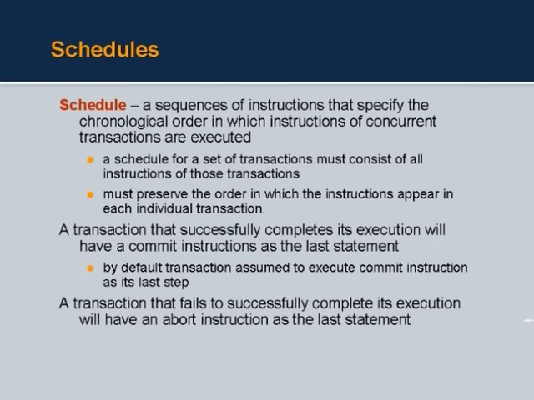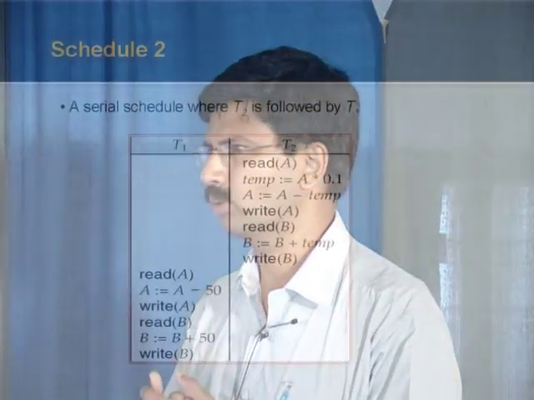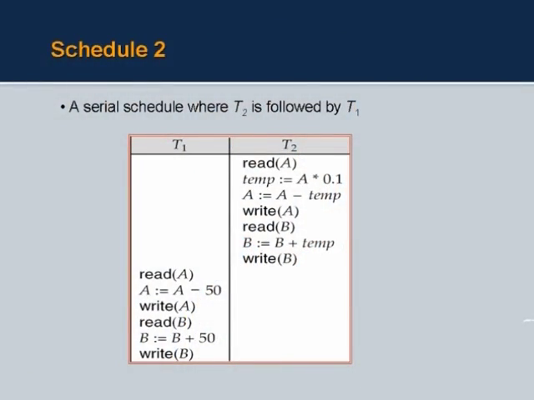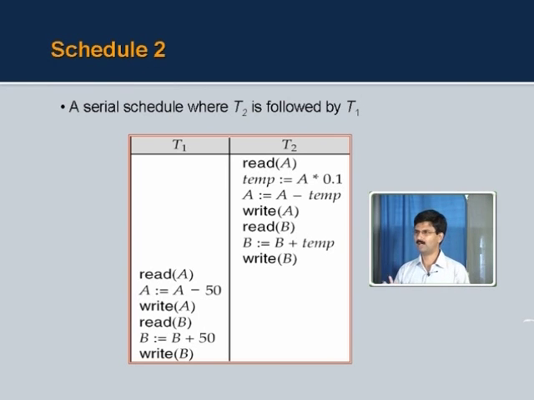To understand what the issues are, you should understand what a schedule is. A schedule is a sequence of instructions that specify what the transaction is doing. Okay? And it also shows the interaction between transactions. So here is a schedule with two transactions.